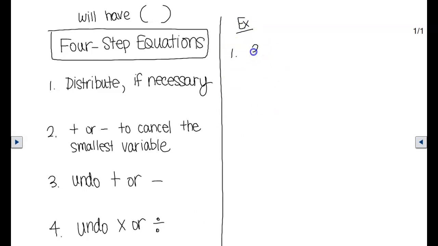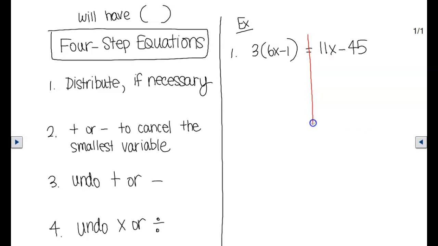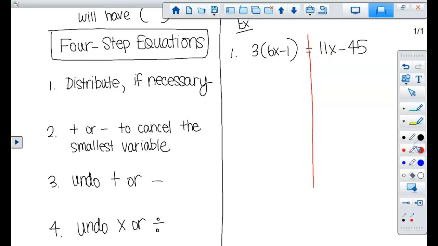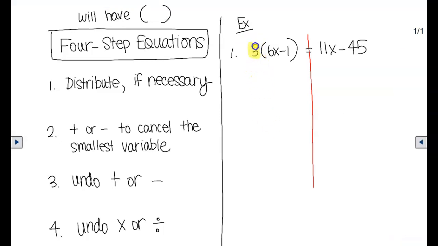All right, so let's do 3 times 6x minus 1. Notice it is 3 times the group 6x minus 1 equals 11x minus 45. So this is a 4-step equation. All right, now you know what we're going to do first. We're going to draw a line through our equal sign, and now we're going to start our steps. So the first step is going to be to distribute if necessary. Well, it is necessary because here we have a number 3 that's being multiplied by the group 6x minus 1.